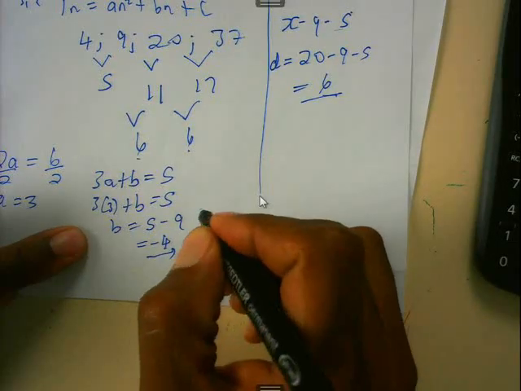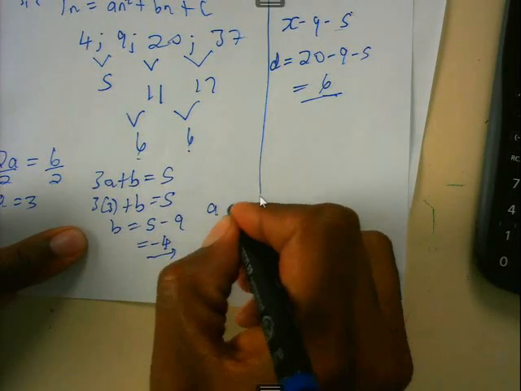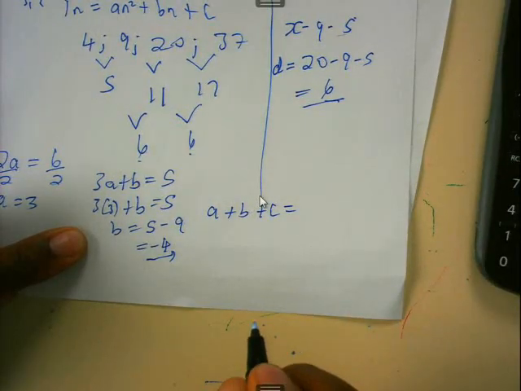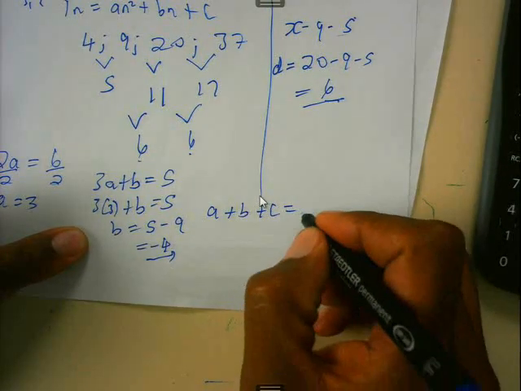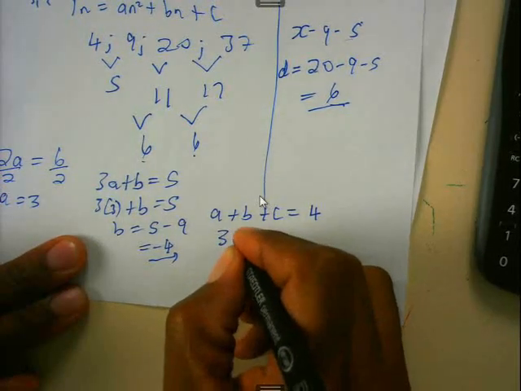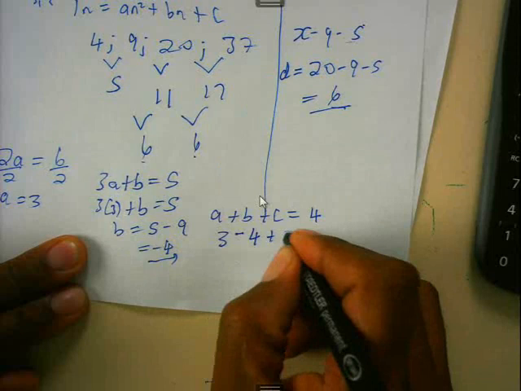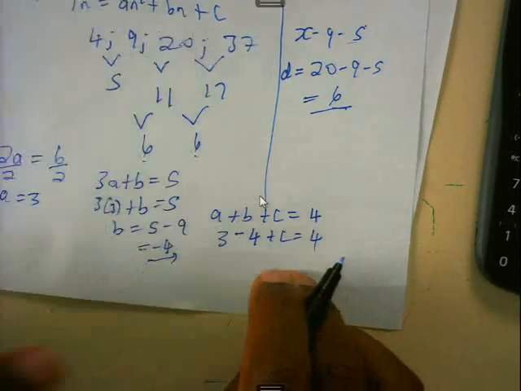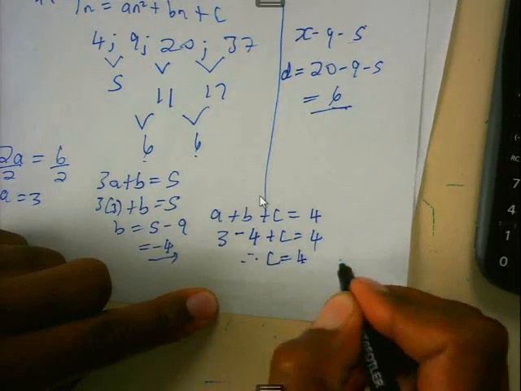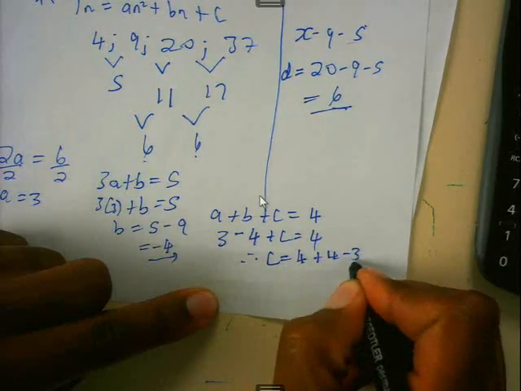Then, boys and girls, now we are left with c. How do we determine c? It is a plus b plus c. What is a plus b plus c? It is the first term, which is equal to 4. Then we have 3 there, minus 4, then plus c is equal to 4. Therefore, c is equal to what?